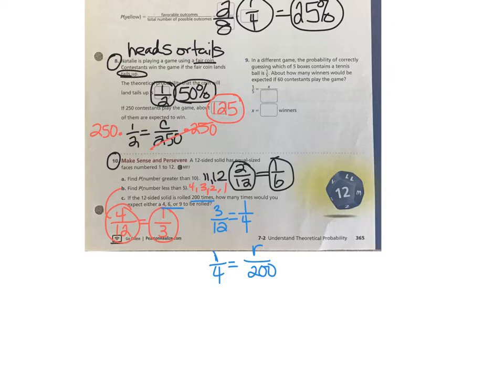So in this problem now, I'm going to multiply both sides by that 200. I'll solve this proportion. And when I do that, my R value is 200 times 1 divided by 4, which is 50. In other words, out of 200 times rolling the die, I should get a 4, 6, or 9 50 of those times.